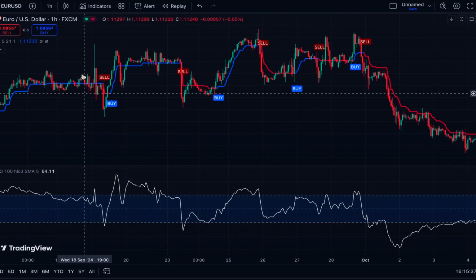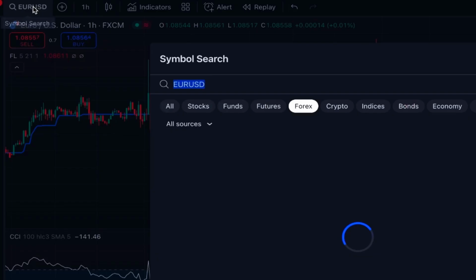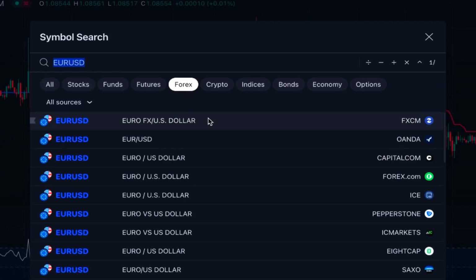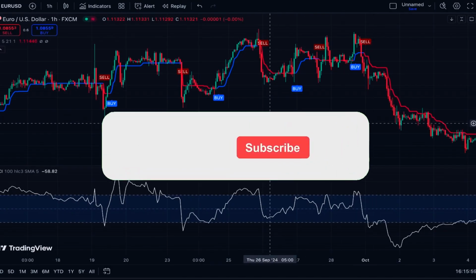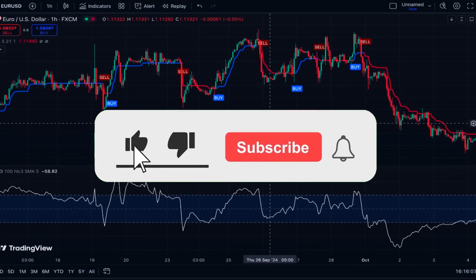This setup can be used on any time frame and you can use it in any asset or market, whether it's forex, crypto, or stock market. Let me teach you how you can trade based on this setup. It's very easy and you just need to pay attention to all of the points that I'm going to explain.